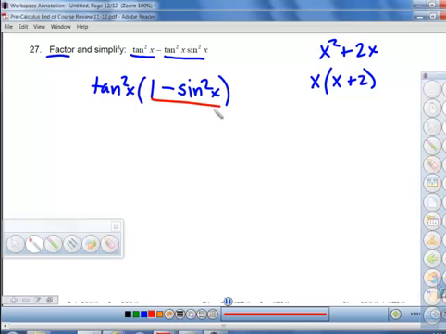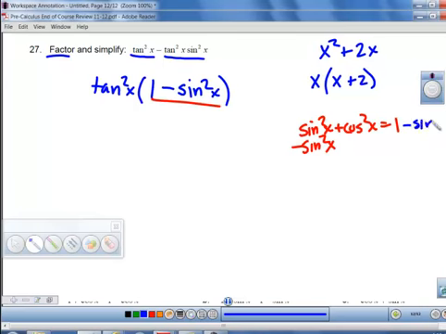Back at the very beginning of this test, like question number 1, we learned that one of the identities is that sine squared x plus cosine squared x equals 1. So is there a way that I can use this? See how the 1 and then the sine are together? If I subtract sine squared x from either side, then that's gone, and I'm left with cosine squared x equals 1 minus sine squared x.